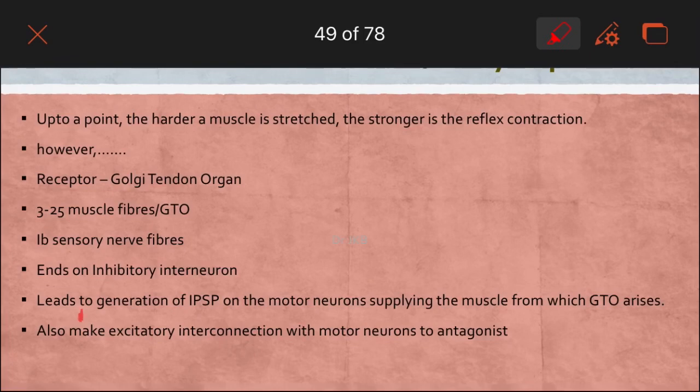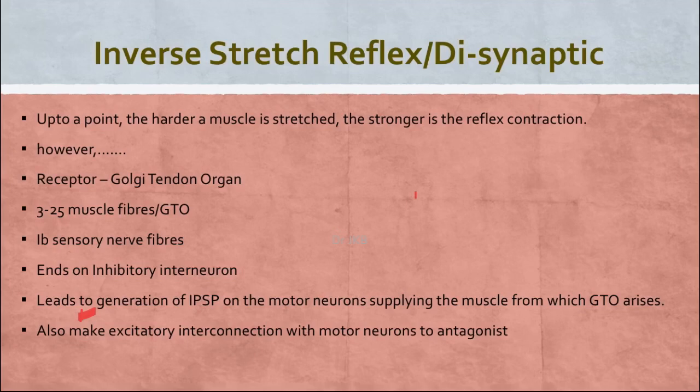that's why it's written that it ends on an inhibitory interneuron. It leads to generation of an inhibitory postsynaptic potential on the motor neuron supplying the muscle from which the Golgi tendon organ arises. It also makes an excitatory interconnection with the motor neuron to the antagonist. Like in the case of the stretch reflex, the antagonist muscle was making an inhibitory connection, but in this one it will make the excitatory interconnection.